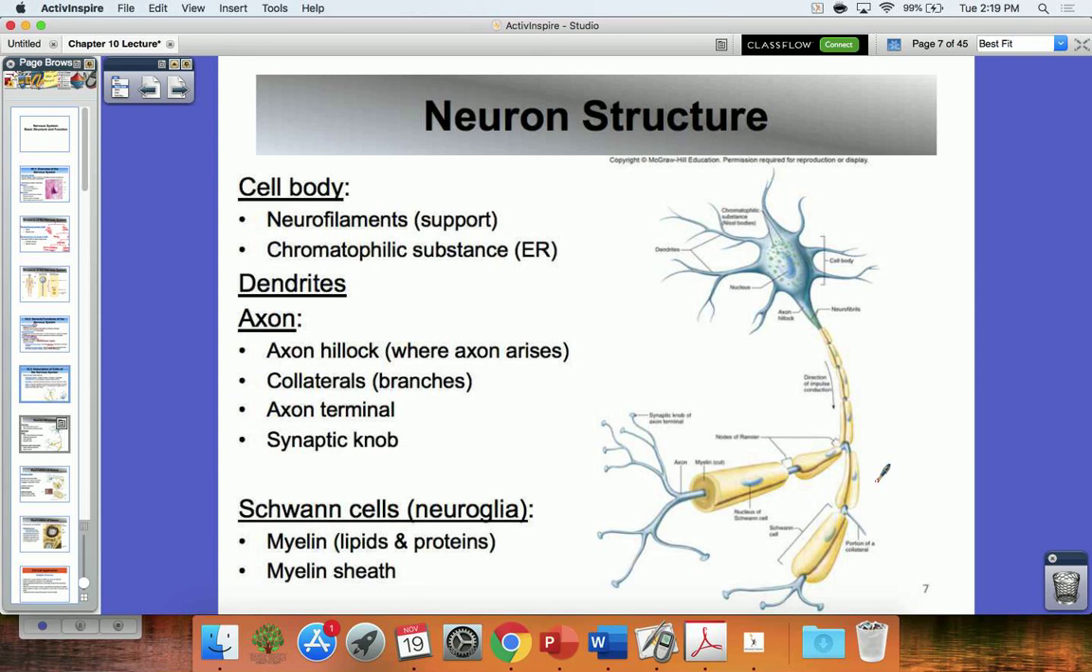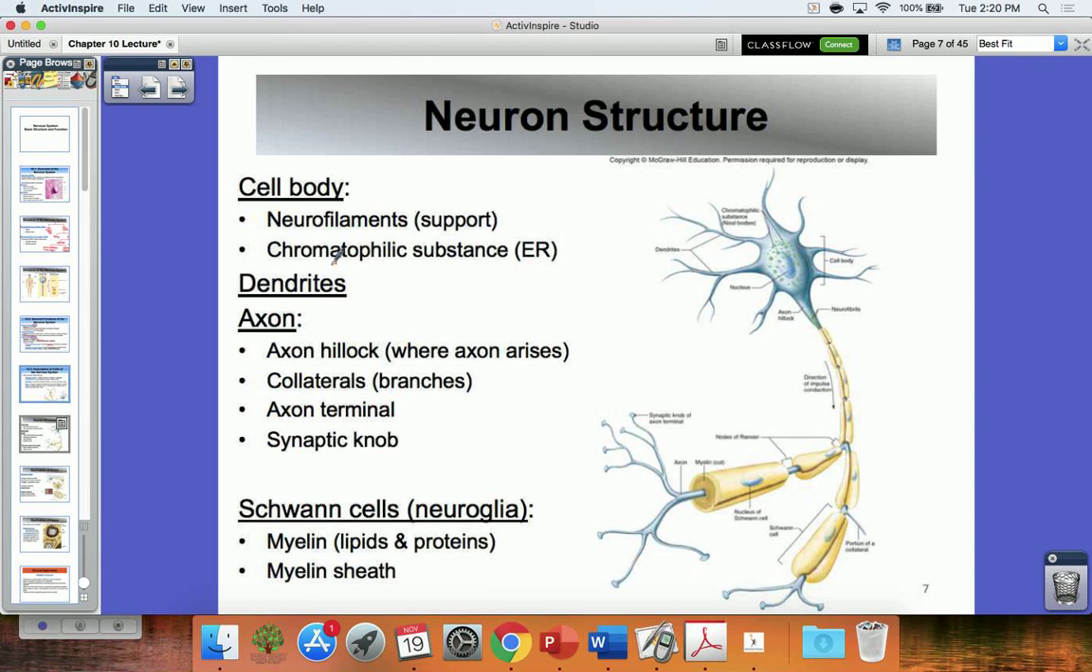Also, just talking a little bit more, within the cell body we have neurofilaments, which are very similar to some of the filaments that we refer to when we talk about regular cell structure. They are there for support, for structure, to give it its shape. And you find that within this area. And then the chromatophilic substances are very similar to the ER, where it's going to be responsible for making proteins or making whatever else it needs within the cell.